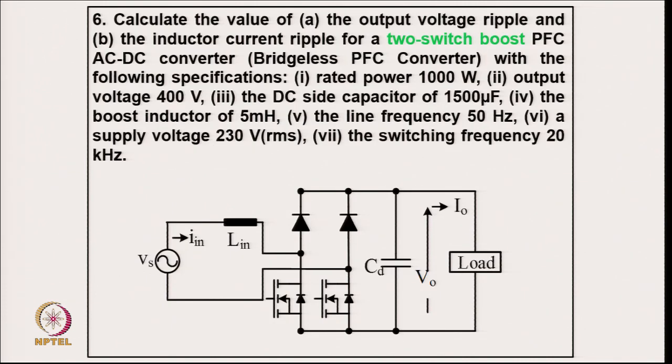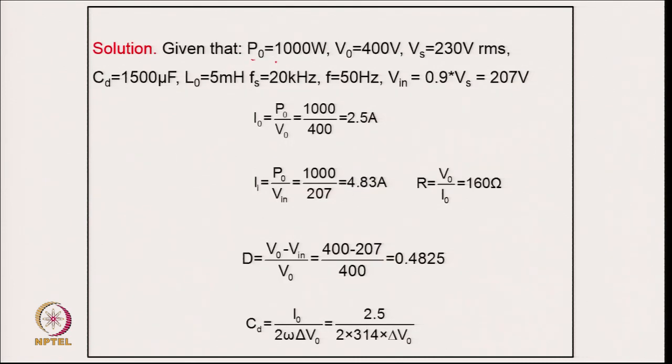Coming to this sixth example: calculate the value of the output voltage ripple and the input current ripple of a 2 switch PFC boost converter with the following specification: rated power of 1000 watt, output voltage 400 volt, DC side capacitor 1500 microfarad, boost inductor 5 millihenry, line frequency 50 hertz, supply voltage of 230 volt and switching frequency 20 kilohertz. This is the typical circuit of your bridgeless boost converter. So, coming to the calculation: output power 1000 watt, output voltage 400 volt, supply input voltage 230 volt RMS, capacitor 1500 microfarad, inductor 5 millihenry and switching frequency 20 kilohertz.